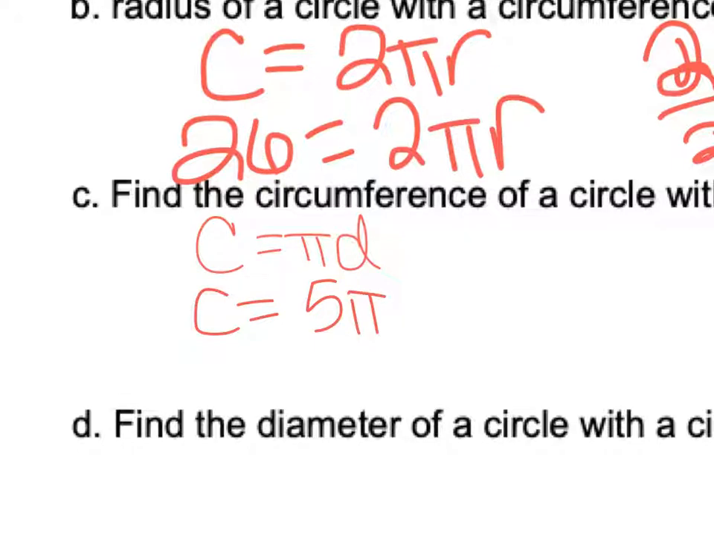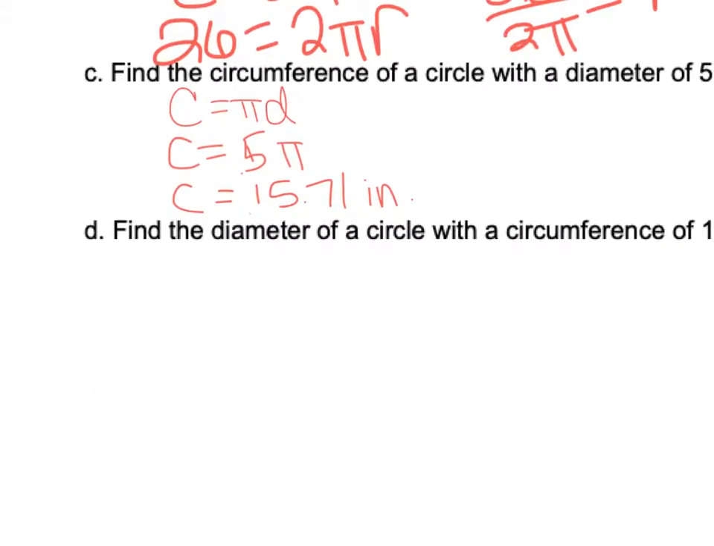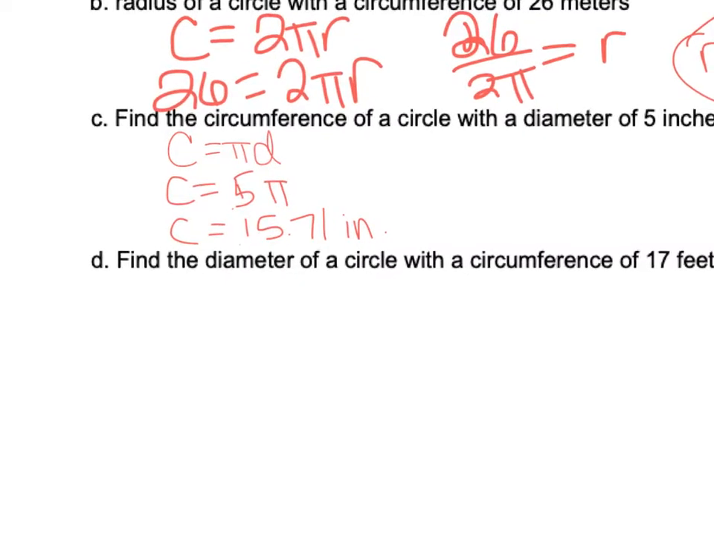Sorry about that. I'm going to put in 5 times pi. I don't need to divide anything out there. I have circumference already all by itself, which means I would have circumference equals 5 times pi, which is 15.71 inches. And again, here we have, find the diameter of a circle with a circumference of 17.